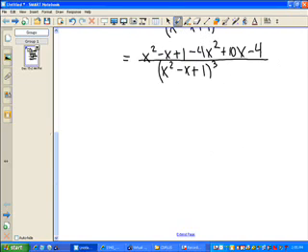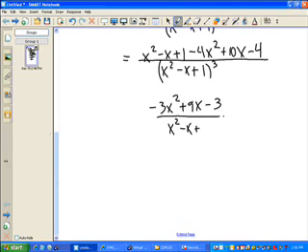Still working on the first derivative, mind you. Now I simplify the top. I get negative 3x squared. Then I get plus 9x minus 3 all over x squared minus x plus 1 cubed. Now let me match that up to my notes here that I have. I have 3x squared plus 9x minus 3, and that is over x squared minus x plus 1. That is the correct first derivative.